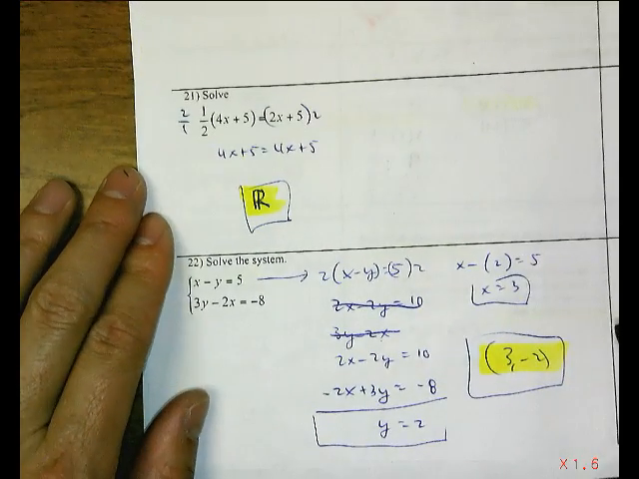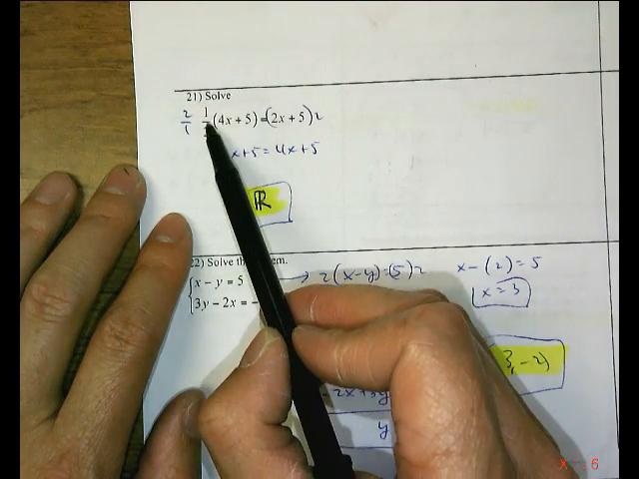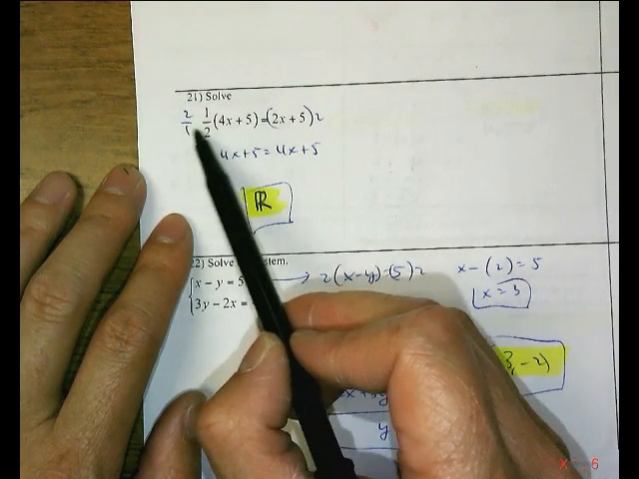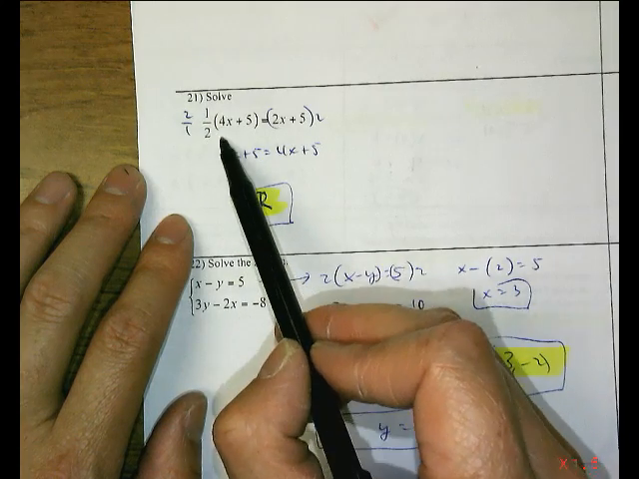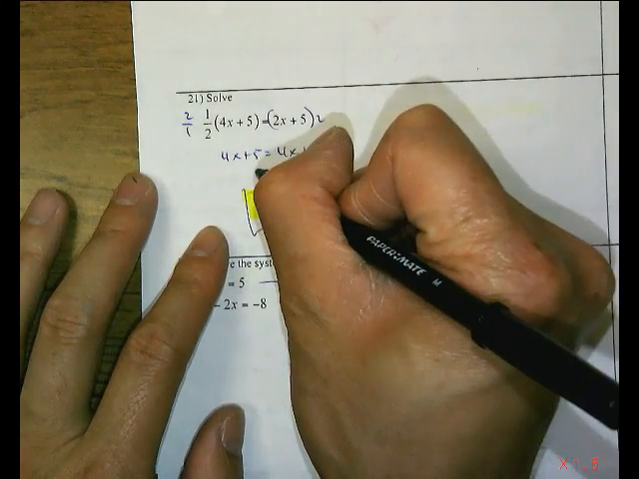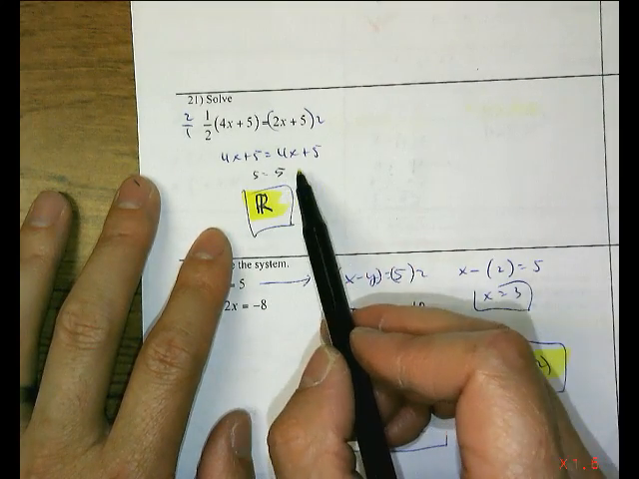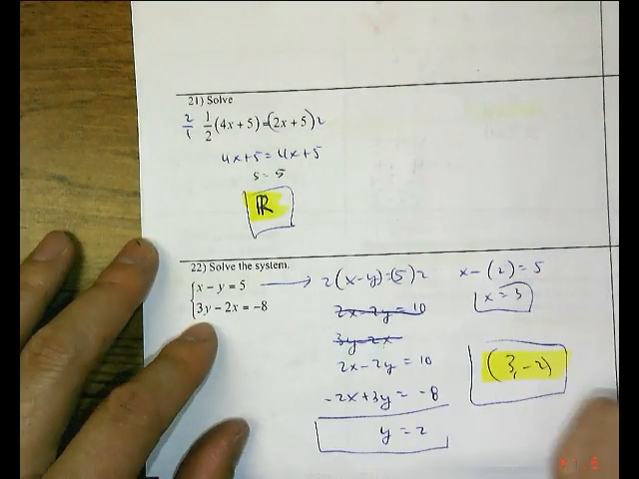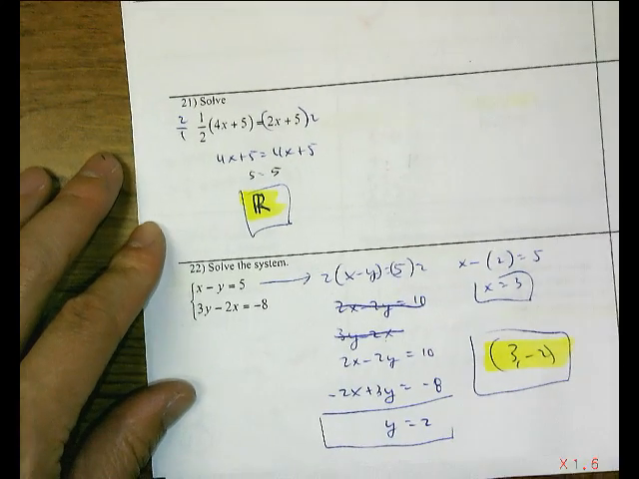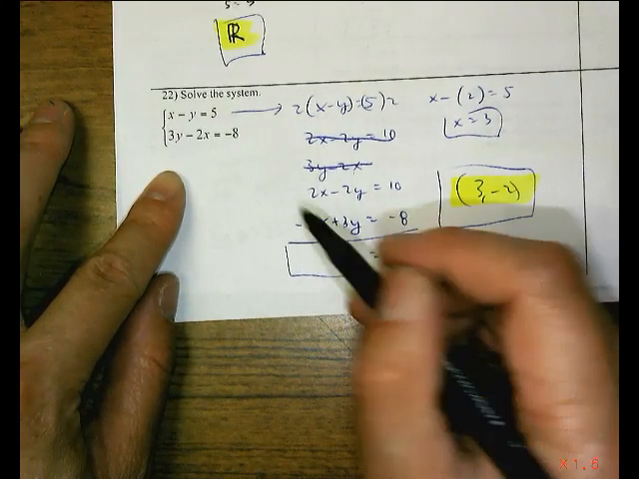Question number 21. I'm going to distribute the 1/2, or instead of distributing, I can just get rid of this by multiplying both sides by 2. 2's will cancel. You have 4x plus 5 equals 4x plus 5. Subtract 4x from both sides, you get 5 equals 5. 5 equals 5 all of the time. So all the solutions, all real solutions. All real numbers.